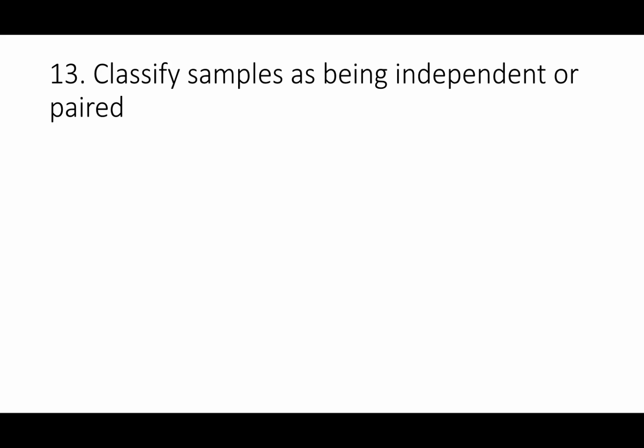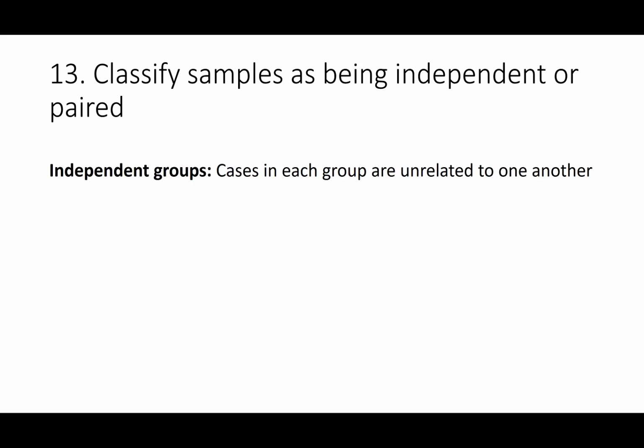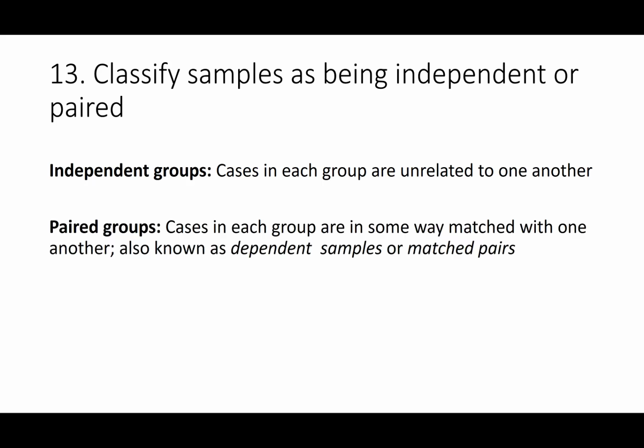In independent groups, cases in each group are unrelated to one another. In paired groups, cases in each group are in some way matched with one another, also known as dependent samples or matched pairs.